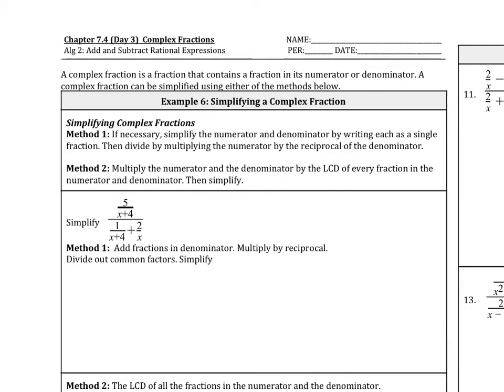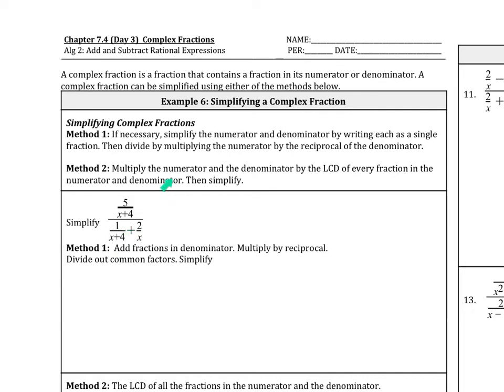7.4 Day 3, we're looking at complex fractions. A complex fraction is a fraction that contains a fraction in its numerator or denominator, or sometimes both. A complex fraction can be simplified using either of the methods below. Method 1 is, if necessary, simplify the numerator and denominator by writing each as a single fraction, then divide by multiplying the numerator by the reciprocal of the denominator.